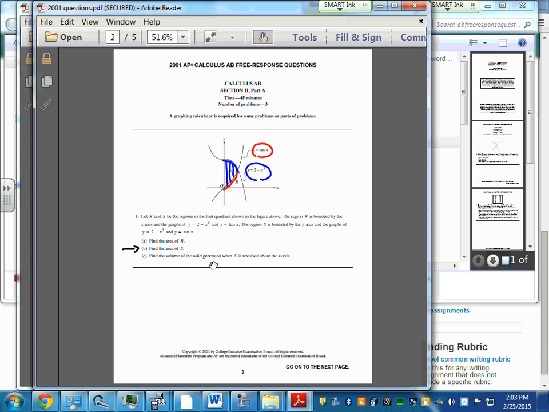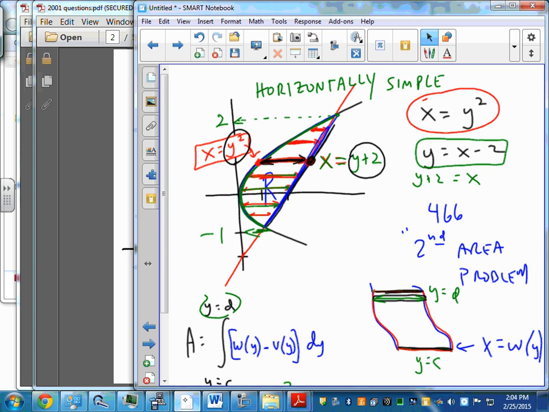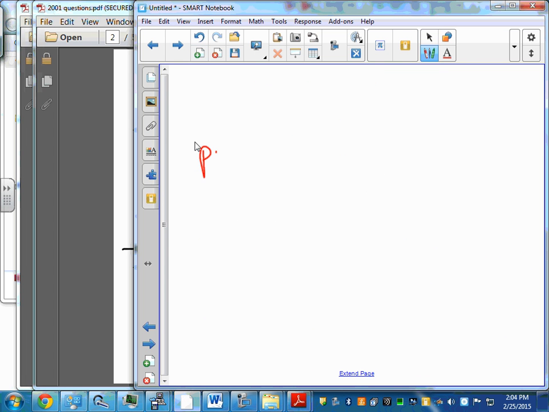Okay, so other problems out of the book. In your textbook, you should be able to do problems 3 and 4, page 467, problems number 3 and number 4. Both of these are designed to be integrated with respect to y.